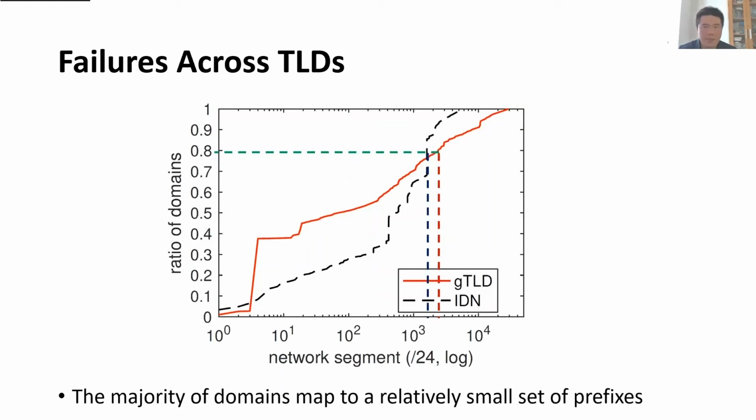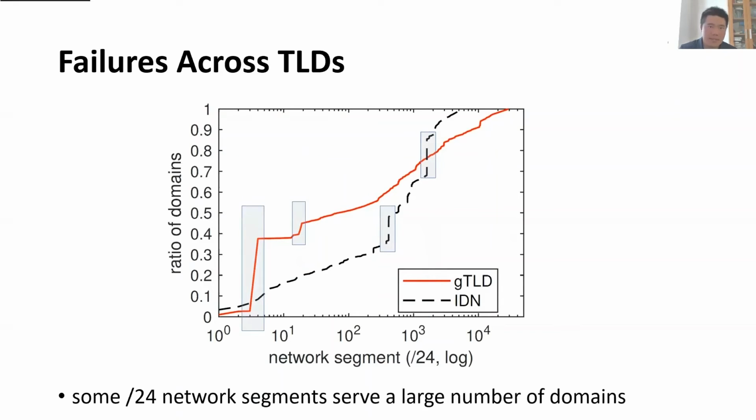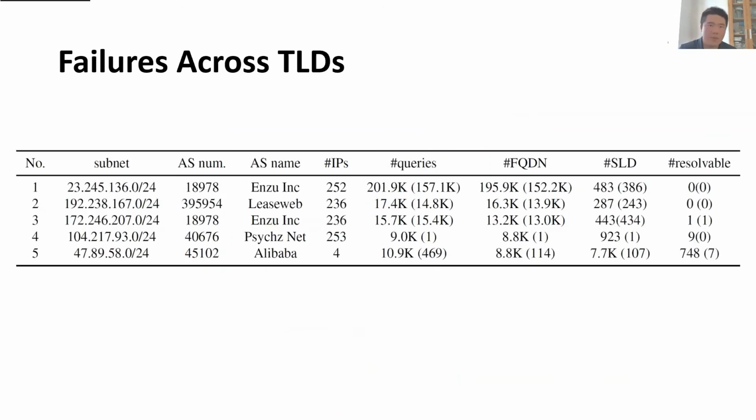This figure presents the distribution of the number of new GTLD domains and IDNs per network segment, sorted by the number of IPs hosting new GTLD domains and IDNs respectively. We can see that the majority of domains map to a relatively small set of prefixes. Several surges in both lines further arouse our attention. They indicate the existence of some /24 network segments or subnets that serve a large number of new GTLD domains or IDNs. This is naturally driven by the presence of large web hosting providers. Thus, we extract the top 5 subnets for both new GTLD domains and IDNs to explore their details.